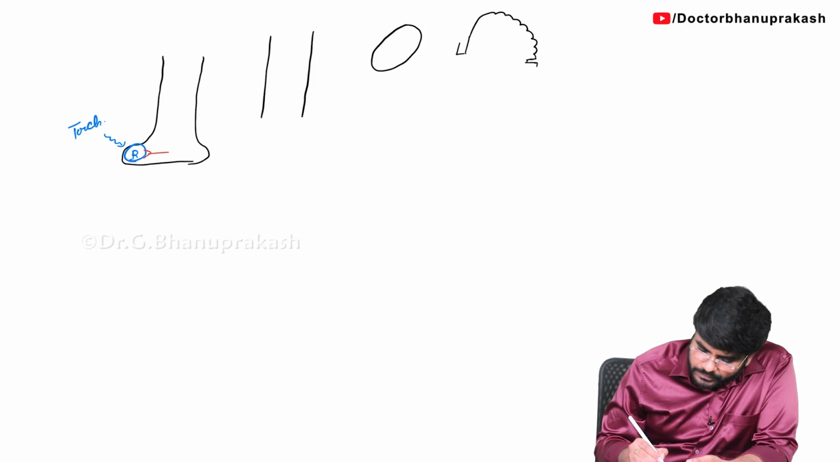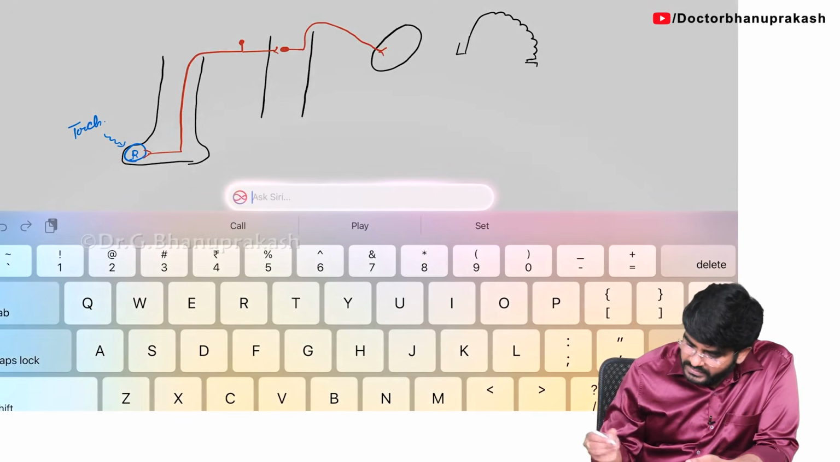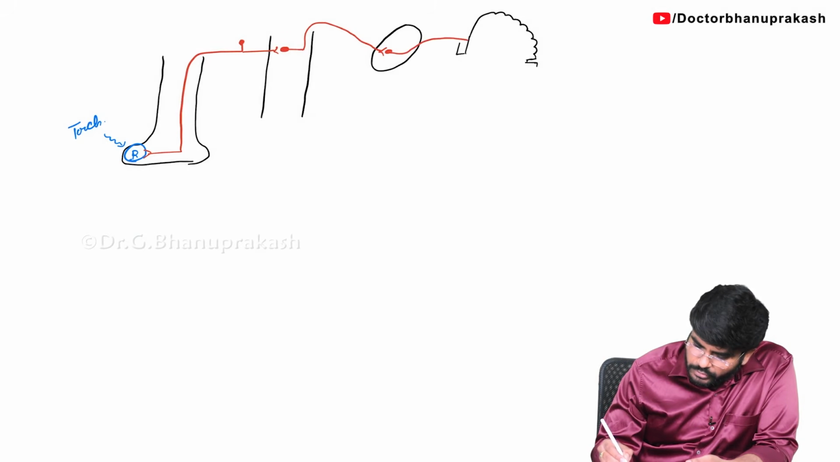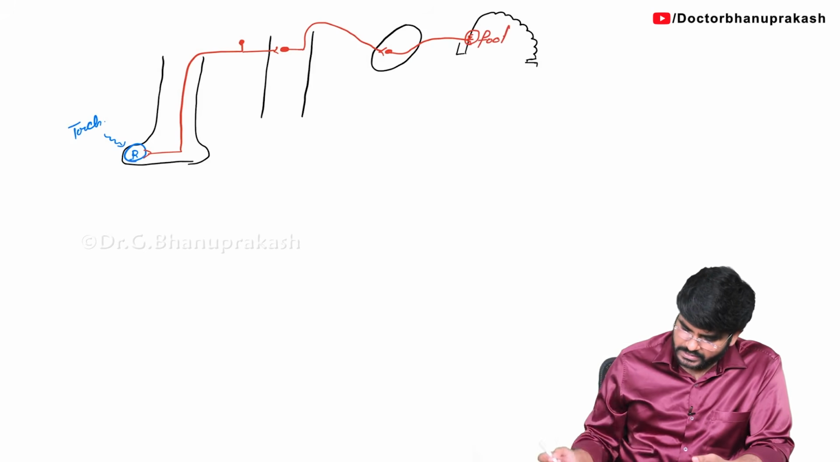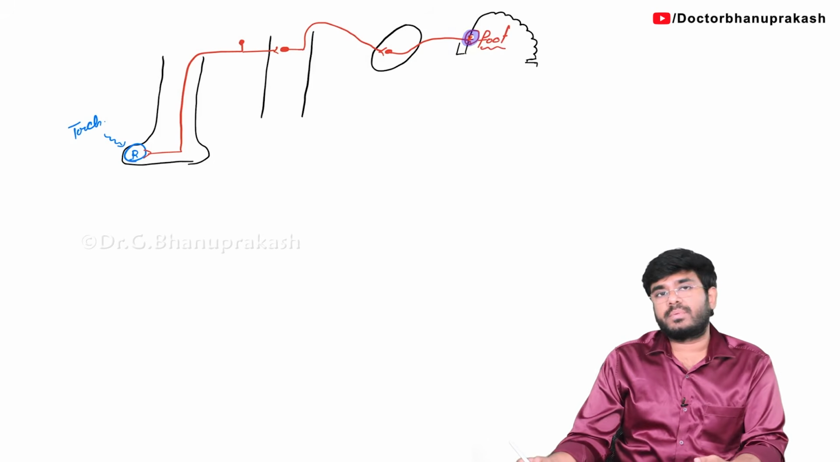From the receptor, the information will be taken by this first order neuron. The first order neuron will give the information to the second order neuron. The second order neuron will cross to the opposite side and take the information to the thalamus. From the thalamus, the third order neurons will take the information to the somatosensory cortex. So this is the area where you exactly feel the sensations from the foot region.